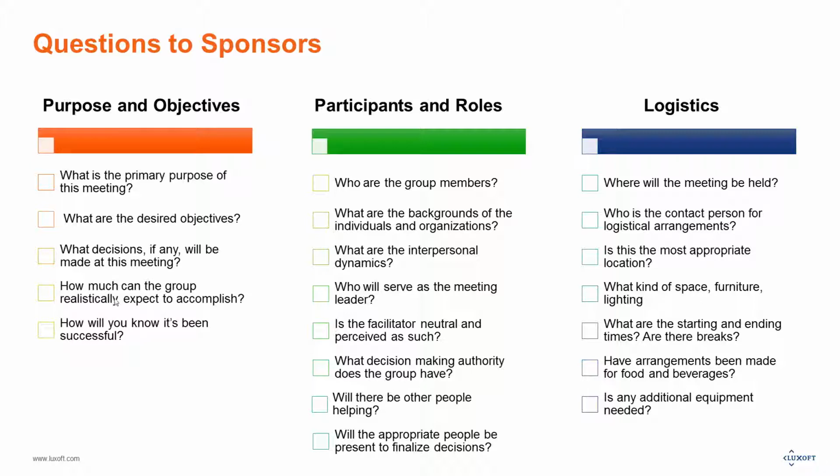How much can the group realistically expect to accomplish? What is meant by it? If, for instance, we have a 1 hour meeting and you feel that the team will not be able to do the requirements investigation during this hour, probably you need to tell your sponsor that we will not be able to do it during this time slot. Let's organize 2 meetings of 1 hour.